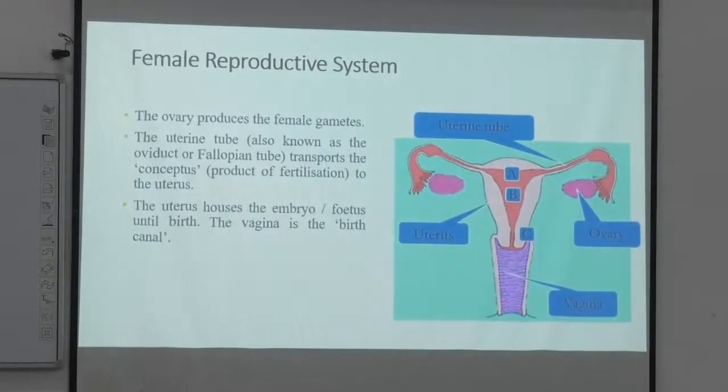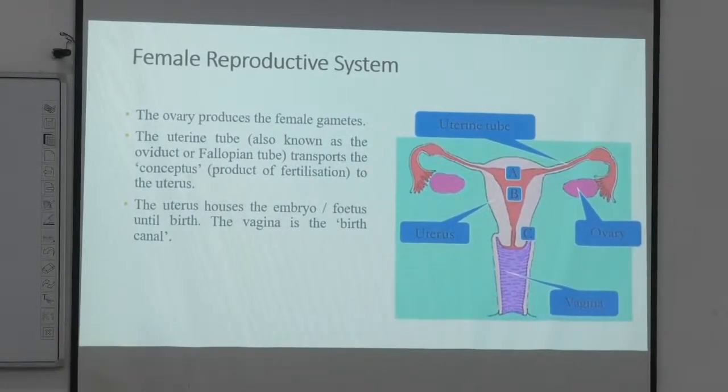Now, talking about the female reproductive system, you have to understand its different components. This is the uterus, the oldest home. We have the different parts: fundus, body, and the cervix, which is connected with the tubes on the sides. We call them fallopian tubes. The fallopian tubes have different parts: fimbria, ampulla, isthmus, and intramural part.